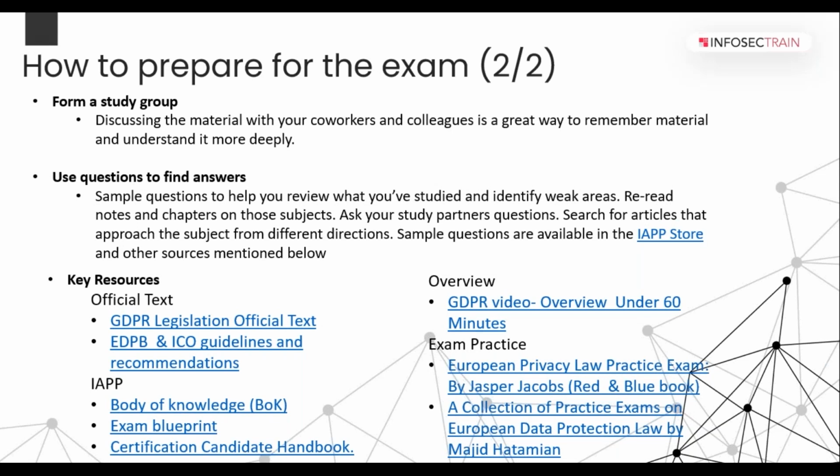Then we'll move on to the next one, using questions to find answers. I recently saw IAPP has updated the set of questionnaires. IAPP earlier used to provide 25 questions, at a cost of maybe around 3,000 to 4,000. I don't remember the exact number, but everyone advises using it to test yourself as a benchmark. Are you ready for the exam?